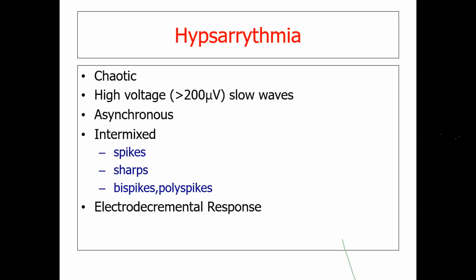So it is high voltage, more than 200 microvolts, slow waves on a very chaotic random background, which is highly asynchronous. There are a lot of spikes and sharps; there can be bispikes, polyspikes, maybe occipital dominant, that is, amplitudes may be more on the occiput, or it may be varying. And there is an electrodecremental response. After a spasm, there is a sudden attenuation in the amplitude of the EEG.